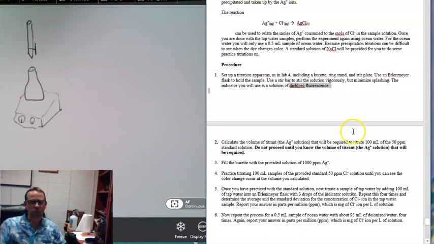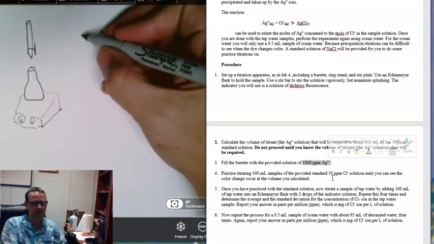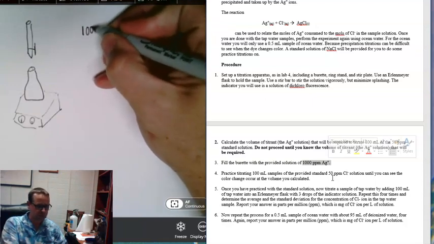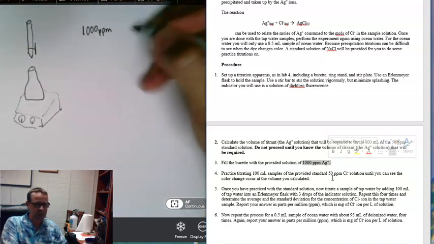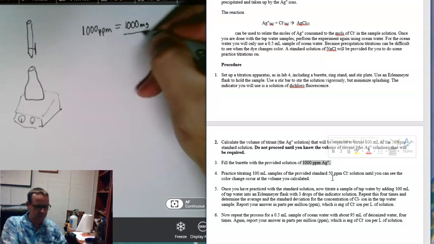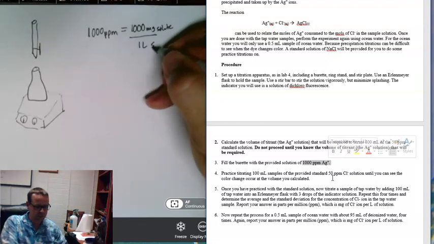All right. We're going to be provided a solution of 1,000 ppm silver ion. All right. Now, when we say 1,000 ppm, we only talked briefly about this before when we were talking about ways to express concentration. But ppm means, so if I have 1,000 parts per million, that means 1,000 milligrams of solute per liter of solution.